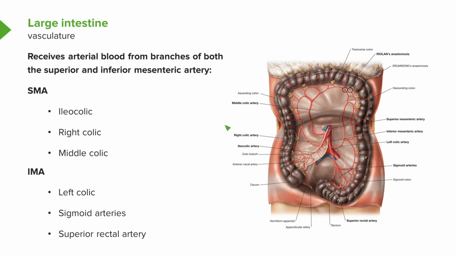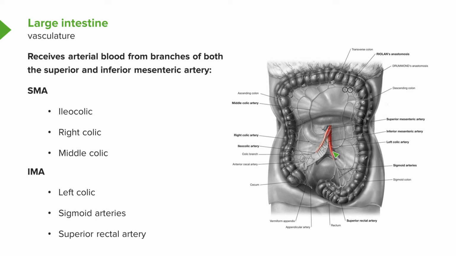arteries. Here we can see we have the superior mesenteric artery coming from about L1 from the abdominal aorta, and here we can see we have the inferior mesenteric artery coming from about L3. So the superior mesenteric artery comes from L1, and the inferior mesenteric artery comes from about L3. We'll explore these in a bit more detail in a later lecture.